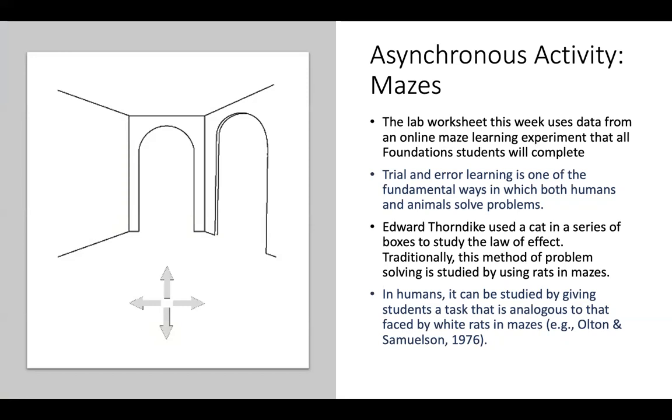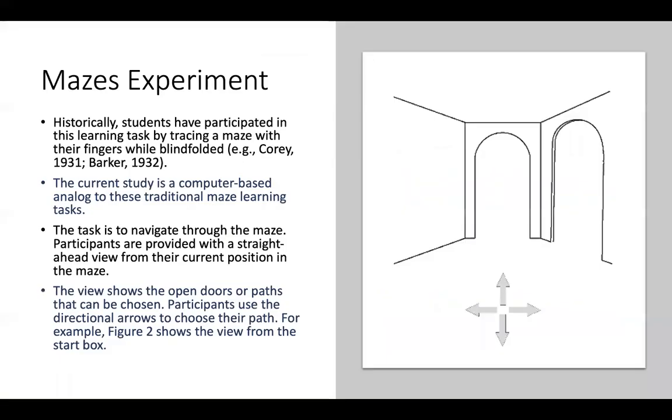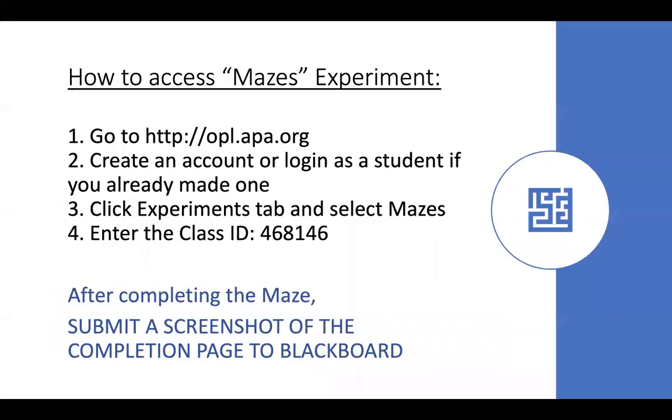In humans, it can be studied by giving students a task that's analogous to that faced by white rats in mazes. Historically, students have participated in this learning task by tracing a maze with their finger when they're blindfolded. But this current study is a computer-based analog to those maze learning tasks. The task is to navigate through the maze. Participants are provided with a straight ahead view from their current position, and the view shows the open doors or paths that they can choose. You use the little directional arrows to choose your path. You'll figure it out as you're going.